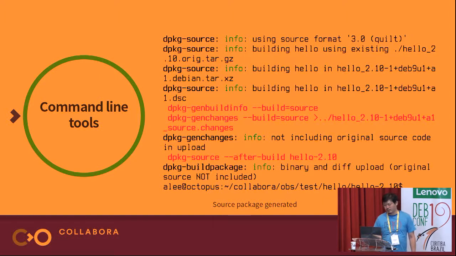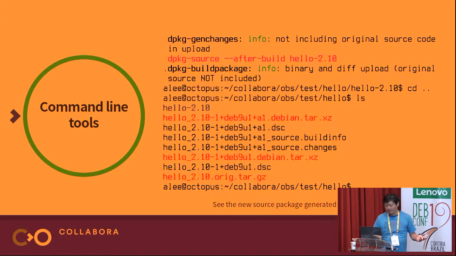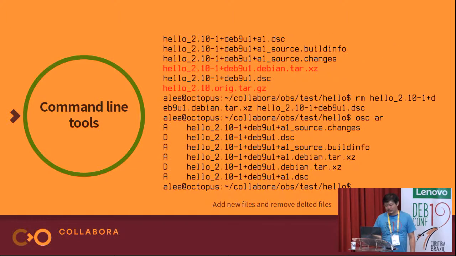And then after that, you can see the source package generated this way with the new revision. Then we go to the folder and see the files. You can see that originally the hello package is there, and also this new source package I generated for the test. Okay, and then we use the OSC command, we need to drop all the old versions and add the new one. So use osc ar. It will remove the old one and add the new one.